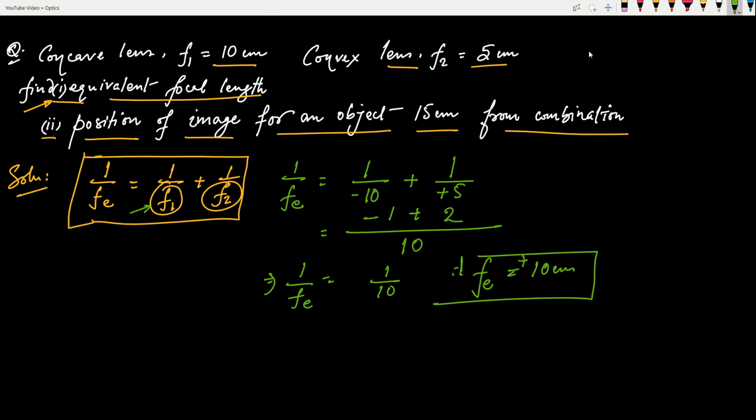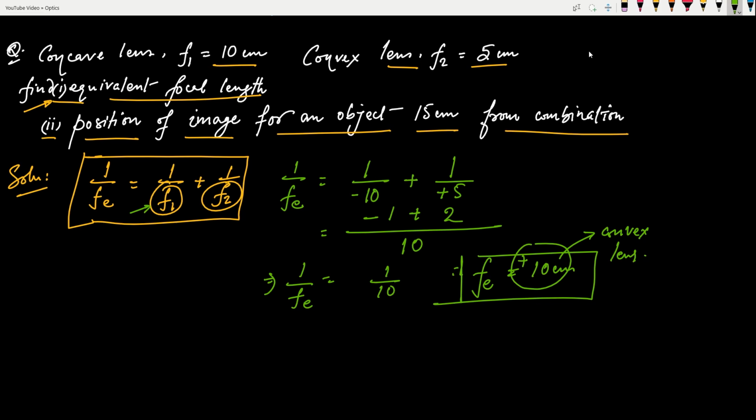Therefore, if the question is asked, how will the combined lens behave, then your answer should be that the combined lens should behave as a convex lens. Why? Because the combined focal length is actually coming out to be plus. Therefore, the combined lens will act as a convex lens. That is, it will ultimately converge the rays. Okay, I hope this is clear. So this is the equivalent focal length.